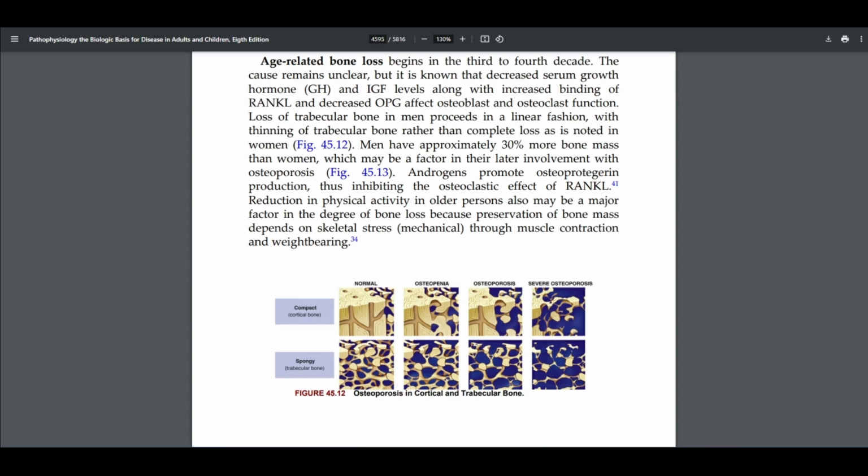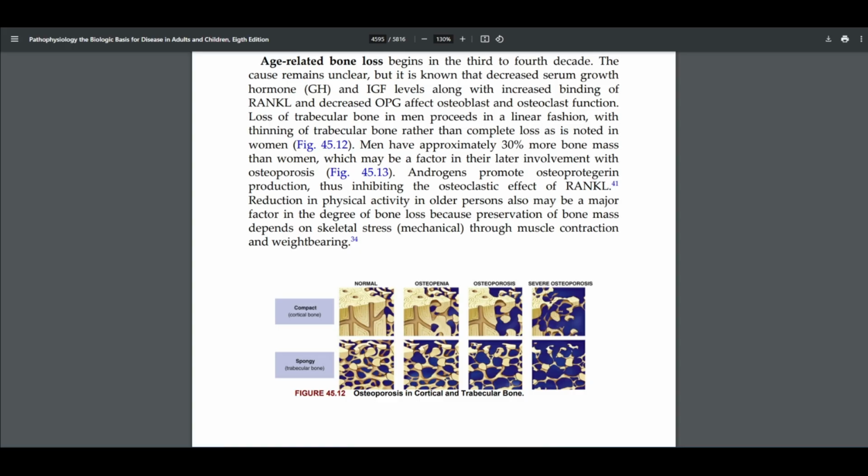Age-related bone loss begins in the third to fourth decade. The cause remains unclear, but it is known that decreased serum growth hormone and IGF levels, along with increased binding of RANKL and decreased OPG, affect osteoblast and osteoclast function. Loss of trabecular bone in men proceeds in a linear fashion, with thinning of trabecular bone rather than complete loss, as is noted in women. Men have roughly 30% more bone mass than women, which may be the factor in their later involvement with osteoporosis.